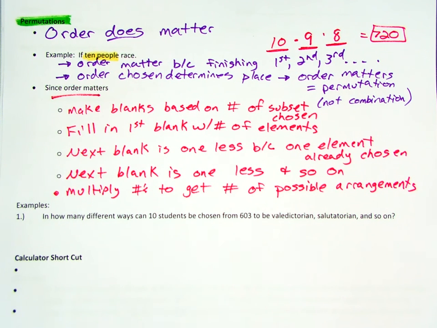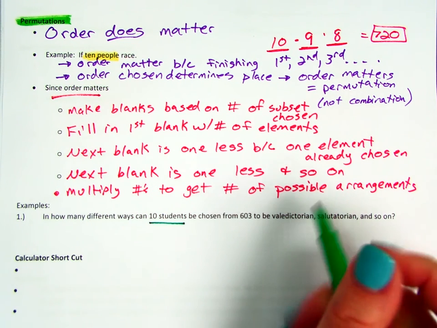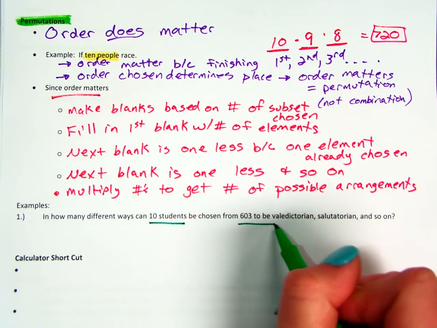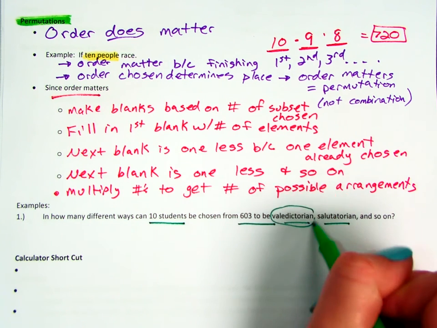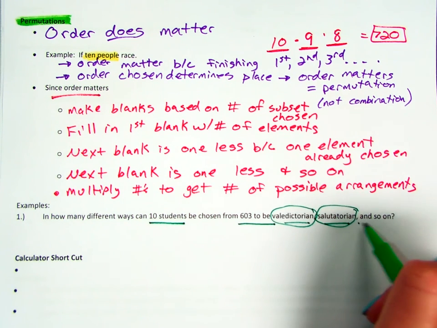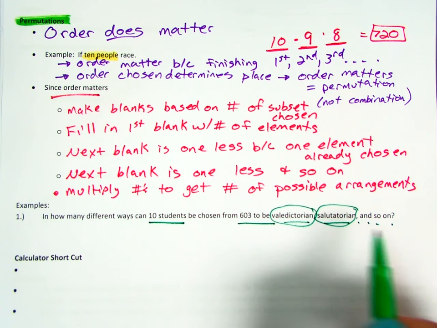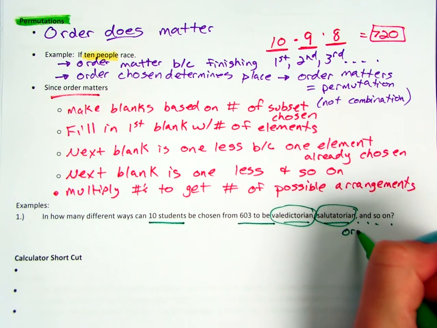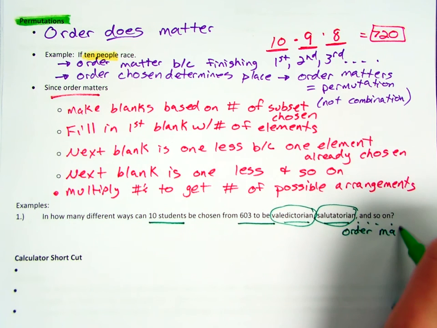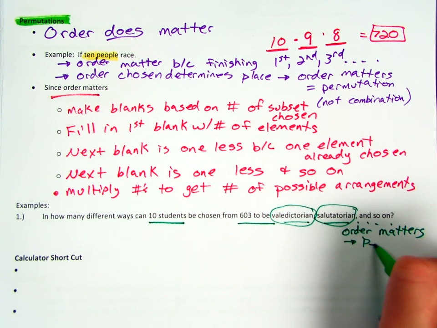All right, so now let's look at the actual example. In how many different ways can 10 students be chosen from 603 to be valedictorian, salutatorian, and so on? In this case, finishing first versus finishing second matters, because if I get chosen first, then I'm the valedictorian, and that's better than being the salutatorian, which is better than being the third highest in the class. So in this case, order matters, because I want to be chosen first to be the valedictorian, which makes this a permutation.